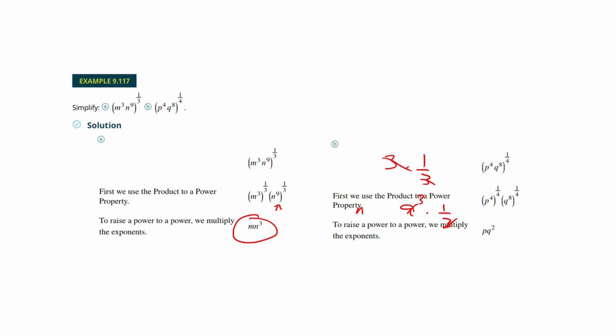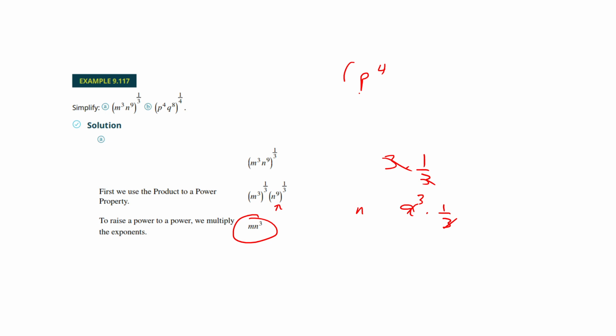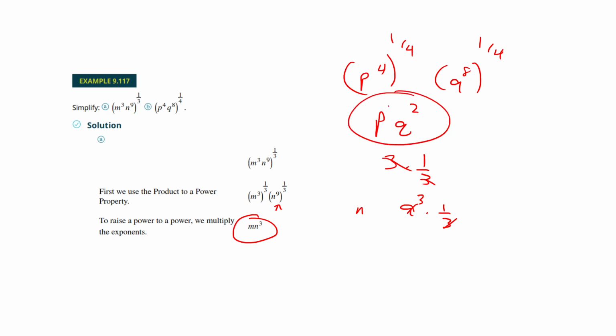Oops. Well, I've written all over this one, so hold on. Let's just do it ourselves. So I've got p to the 4th, he gets a 1/4 power. And I've got q to the 8th, and he gets a 1/4 power. So if I multiplied these, I'd get a p. If I multiply these, I'd get q to the 2nd.